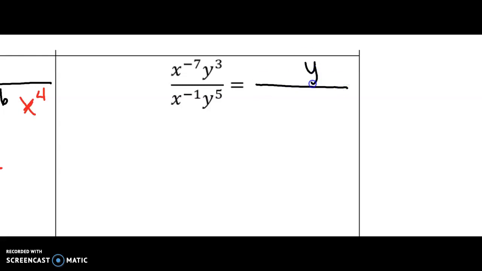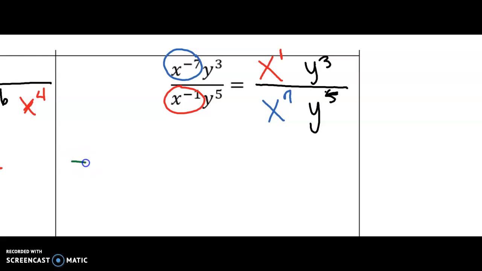I'm going to keep y to the third because it's already positive, and y to the 5th because it's positive as well. And then this x to the negative 7. It's a negative 7 in the numerator, so I'm going to bring it down to the denominator. This x to the negative 1. It's a negative in the denominator, so I'm going to bring it to the numerator, like that. And now that I've made all my exponents positive, now I'm going to do all the simplifying. So I'm rewriting the problem down here.